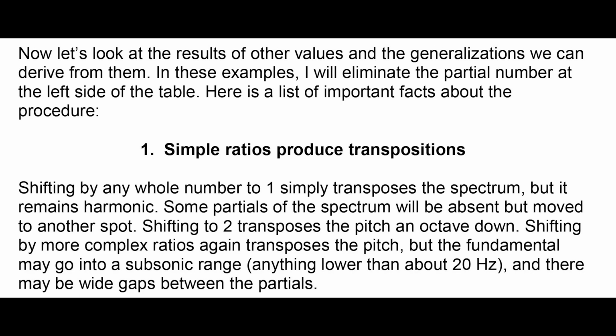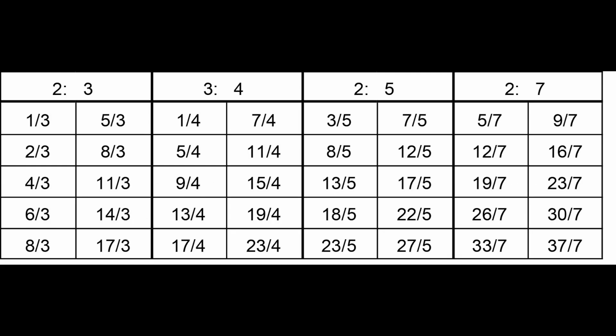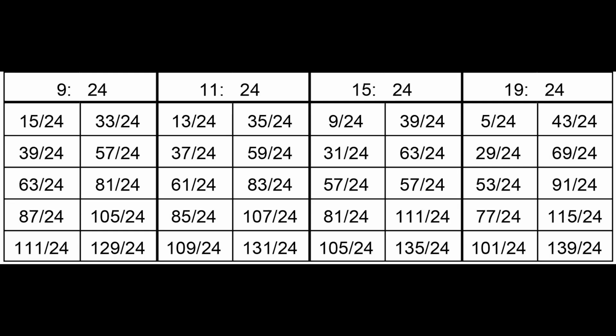In the following charts, shifting down is in the left column and shifting up is in the right. Here we see that the fundamental in an n to 3 shift is 1/3 of the original frequency, 1/4 in n to 4, 1/5 in n to 5, and 1/7 in n to 7. Shifting by more complex ratios produces more interesting results. Shifting by ratios of 9 to 24, 11 to 24, 15 to 24, 19 to 24, or other complex ratios produces widely spaced frequencies with little apparent relationship to one another.